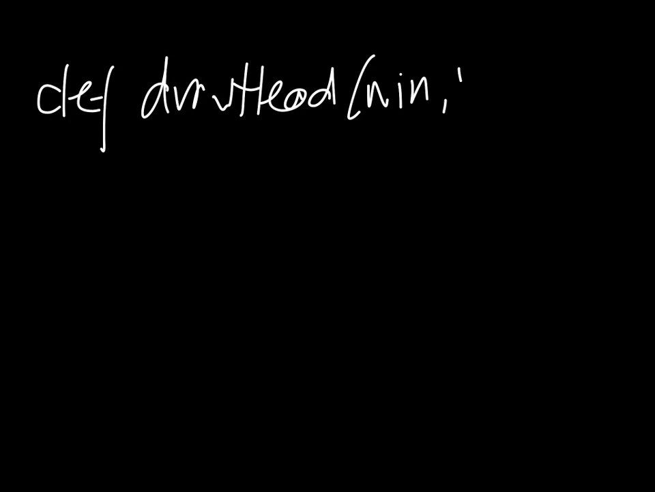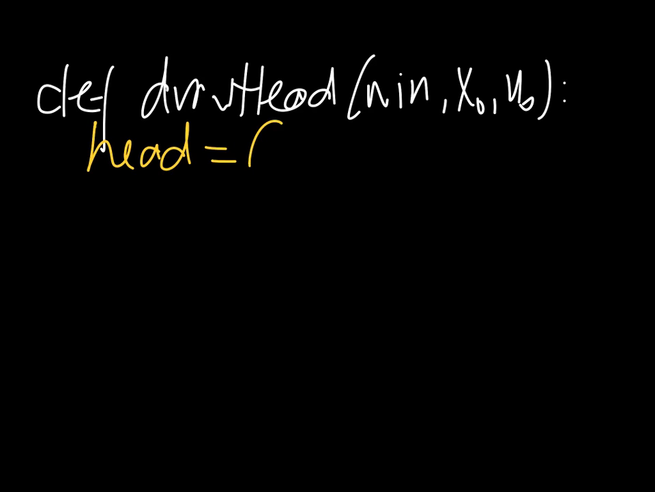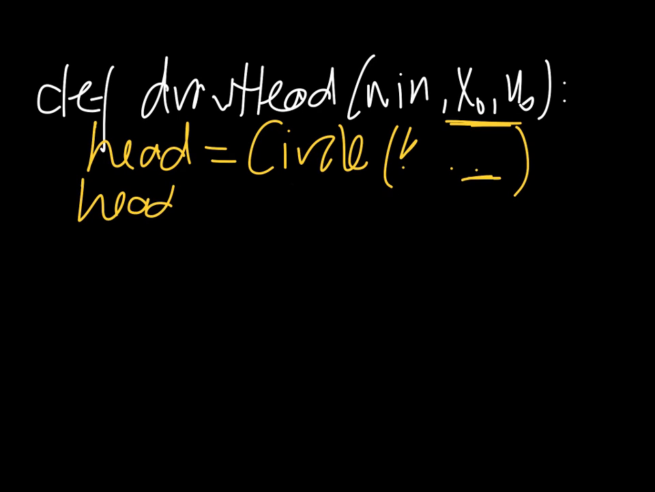If you have a function called draw head, and inside there you pass it the window, the x0 and the y0, and inside there you have your code, which is all about you create your head object, circle, and you fill in all the details based on these numbers here and a radius. Then you do a head draw. And this code is all available to you.